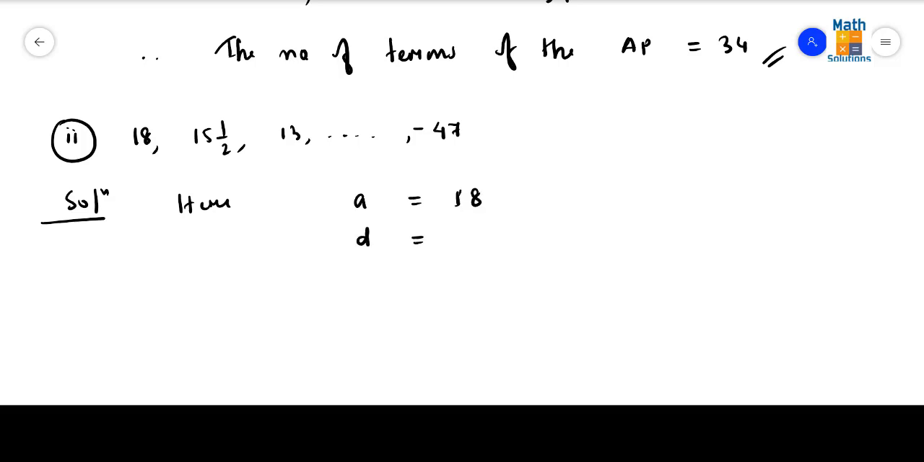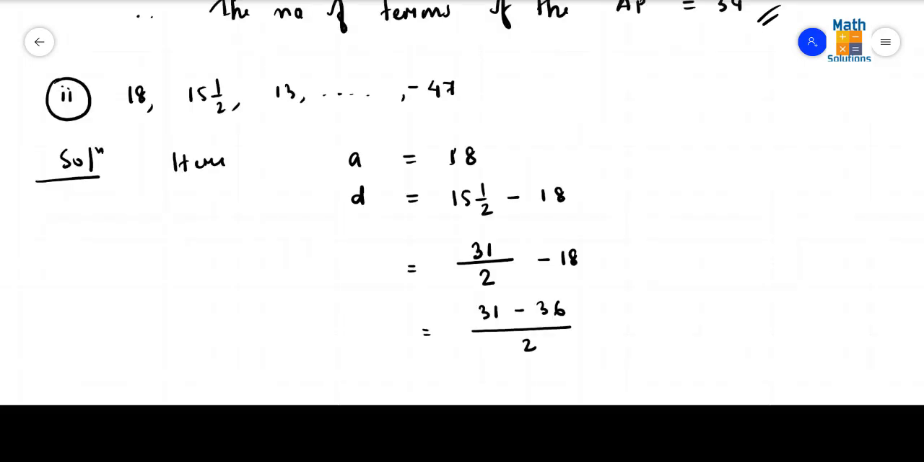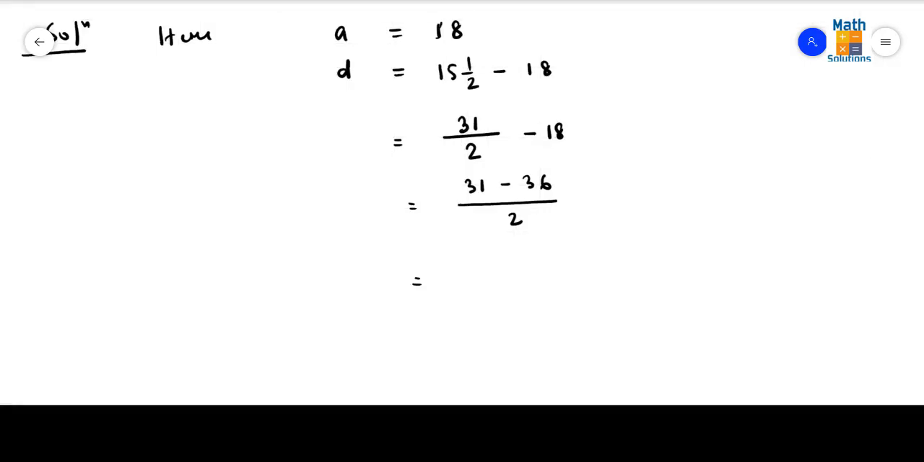Then common difference d is of course equal to second term minus first term, that means 15 and half minus 18. What could be the result? This 15 and half can be reduced to an improper fraction, 2 15s are 30 plus 1, it is 31 minus 18. So after this, taking 2 as the LCM, it is 31 minus 36. So the result will come as minus 5 by 2. So minus 5 by 2 will be the answer.